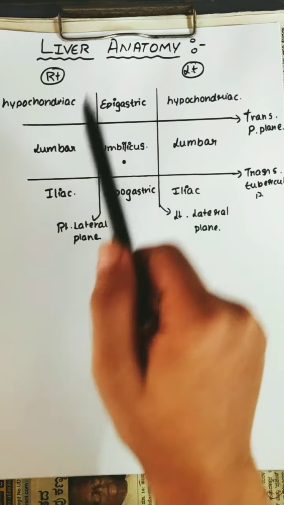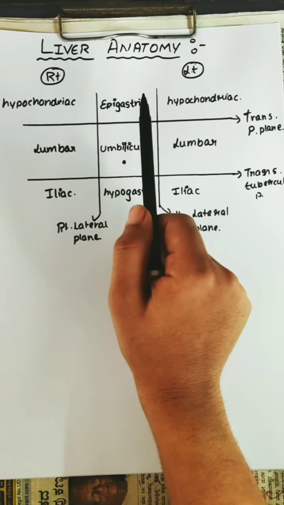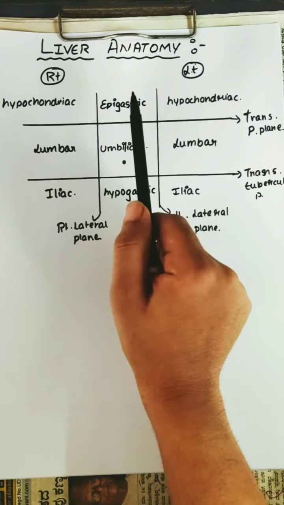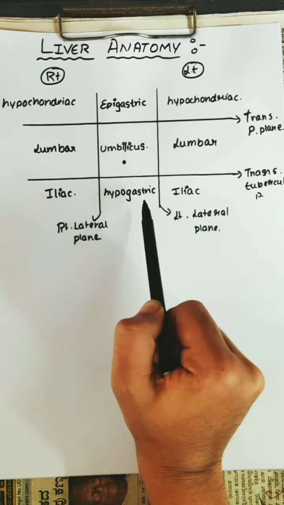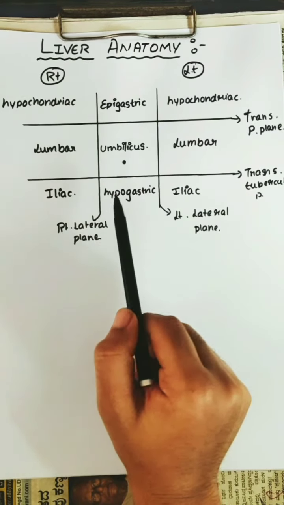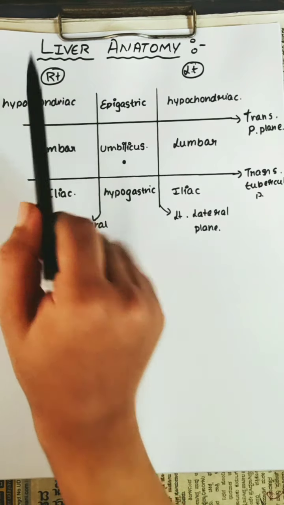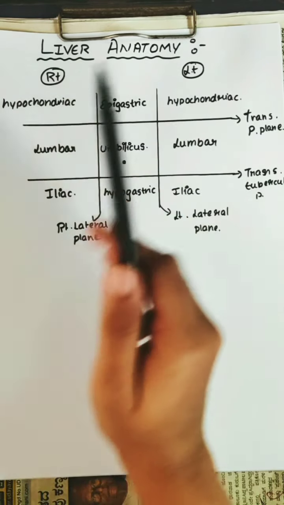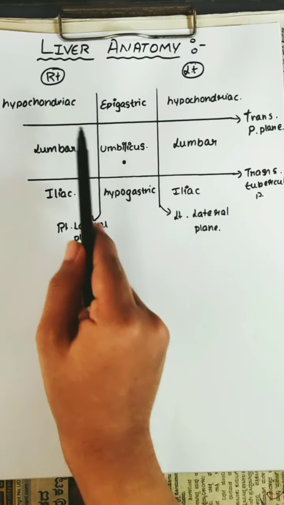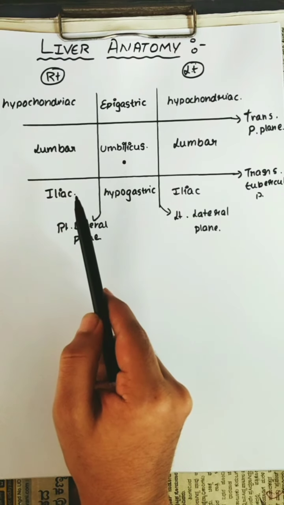Next, above the stomach is the epigastric region. Epi means above. Hypogastric region is present below the stomach, below gastric region, hypogastric. Next comes hypochondriac. This is with respect to right as well as left side. Hypochondriac region, lumbar region as well as iliac region.